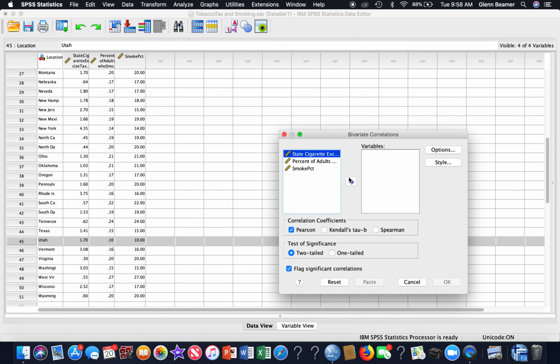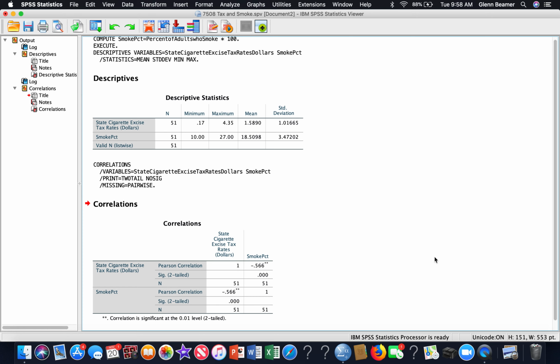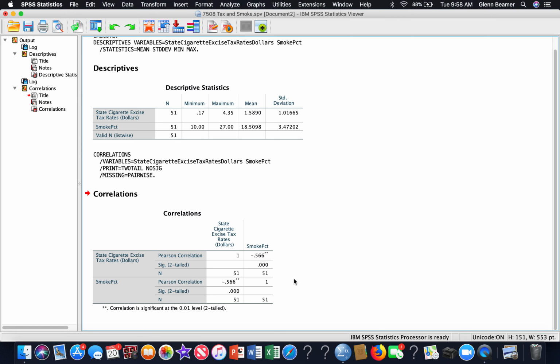And I'm going to do it for the smoking percent. If you wanted to do it for all three, you could. It's a Pearson's, it's two-tailed, and here it is. So the Pearson's correlation says it's negative 0.566. Again, that's a relative measure. It shows there's a systematic relationship between cigarette taxes and smoking. As taxes go up, smoking goes down.